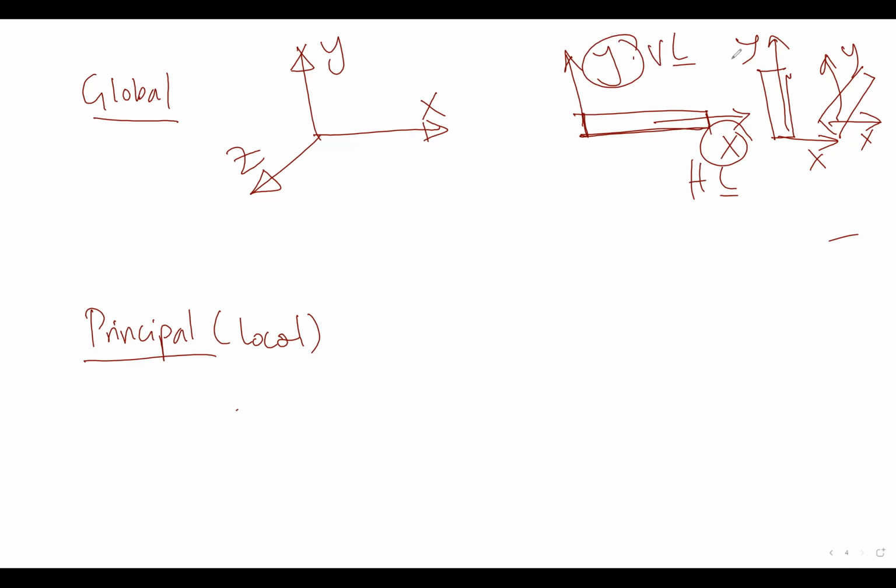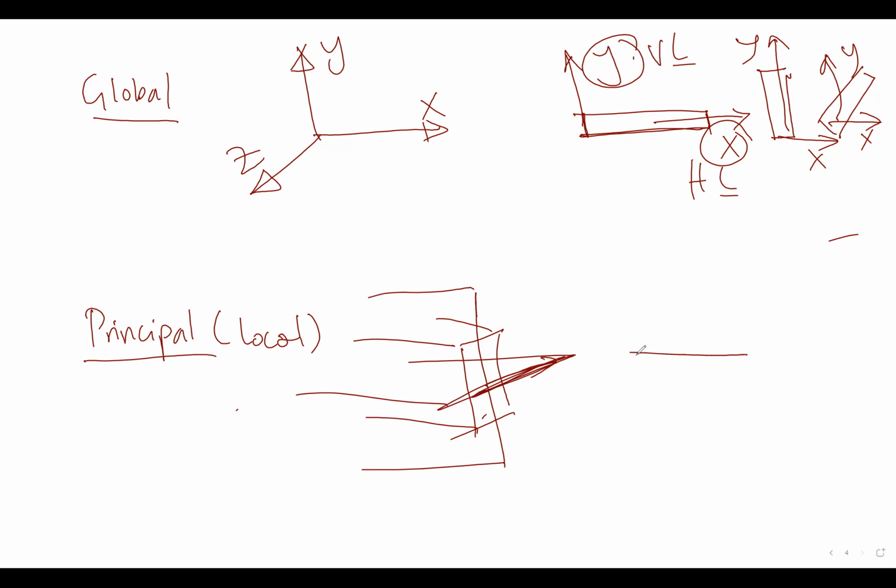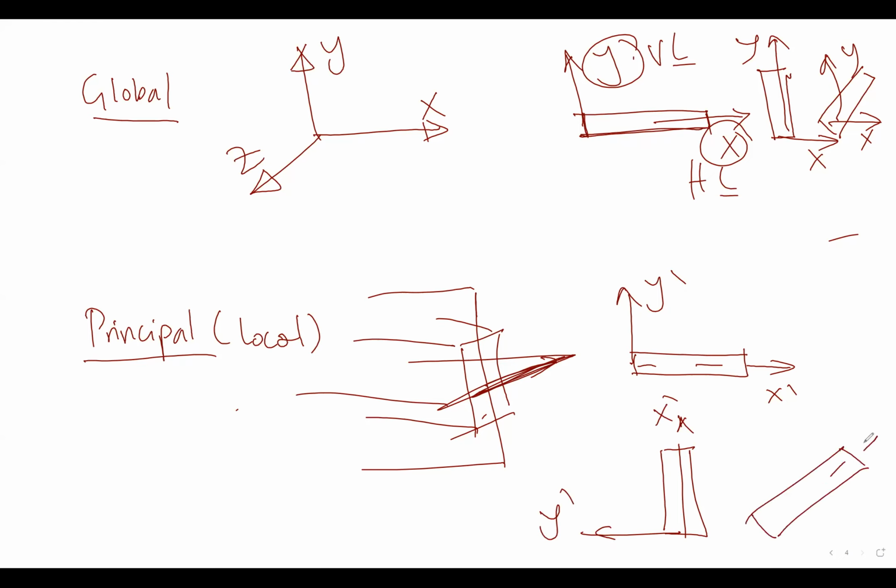For principal or local, they change with the beam element. If this is our beam element, this is the X-axis, and this is the Y-axis. If it is horizontal, I will make it X dash and Y dash. If it is vertical, this will be X dash, Y dash. If it is inclined, this is X dash and Y dash. So this is the difference between local or principal axis and the global axis.